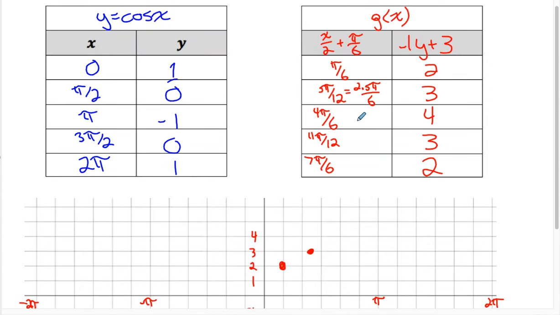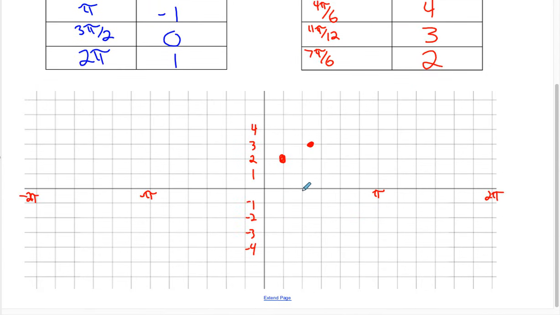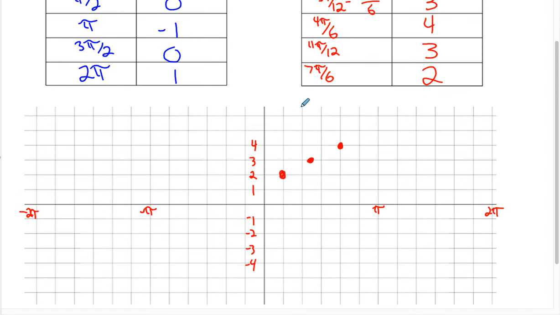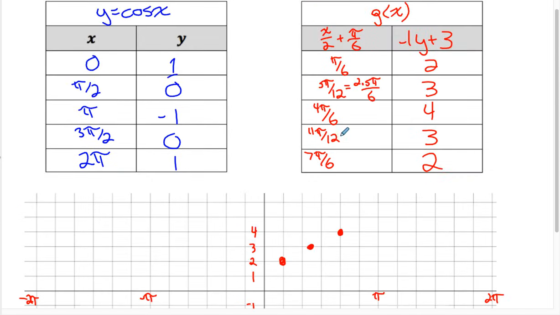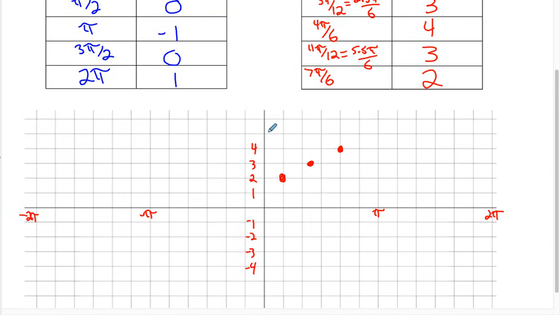And then next was 4 pi over 6. 1, 2, 3, 4, and then my y value was up at 4. And then 11 pi over 12, convert it to pi over 6, so divide top and bottom by 2. 5.5 pi over 6. So that means 5.5 tick marks. 1, 2, 3, 4, 5.5. It's back down to 3. Then lastly, 7 tick marks down to 2. So there's one cycle of my function. Make sure you have the curved shape that cosine has.